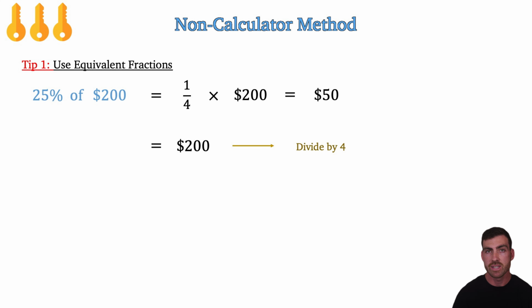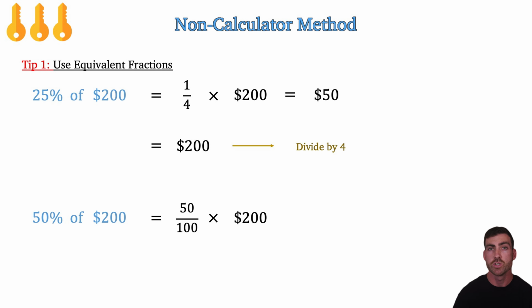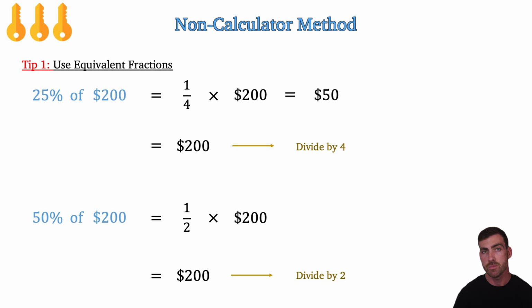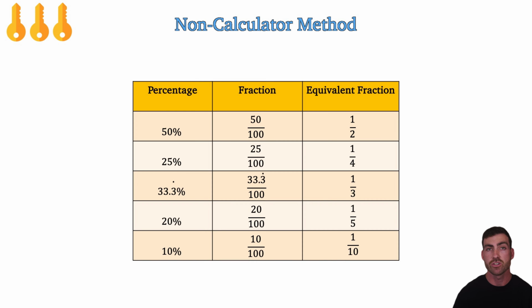And 25% isn't the only friendly percentage. Think about 50%. 50% is 50 out of 100, which becomes the fraction 1/2. So finding 50% of any amount simply means divide the number by 2. There are actually several percentages that have simple equivalent fractions, and these will become your shortcuts for non-calculator questions.